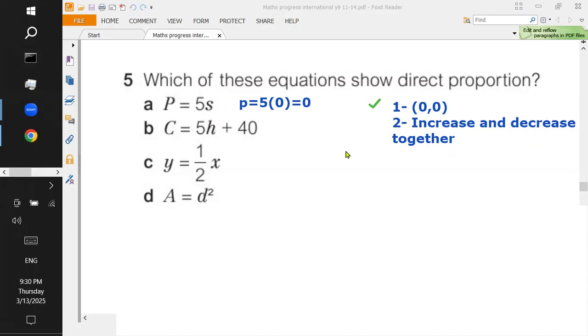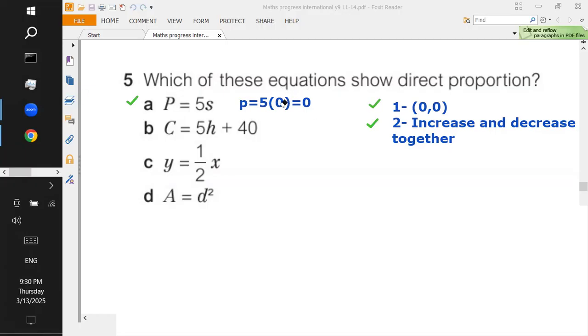Now, to check the second rule, we just put values like 1 here and check p, and then we put 2 and check p. If it's increasing with us, it means it is direct proportion. So basically, let's put 1 here. If we put 1 instead of s, 5 times 1 equals 5. Now we put 2. 5 times 2 equals 10. 5 times 3 equals 15. So basically, every time s increases, p increases with it. It means the second rule is good too. This means that A is direct proportion.